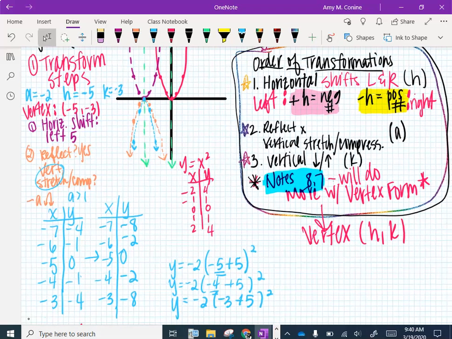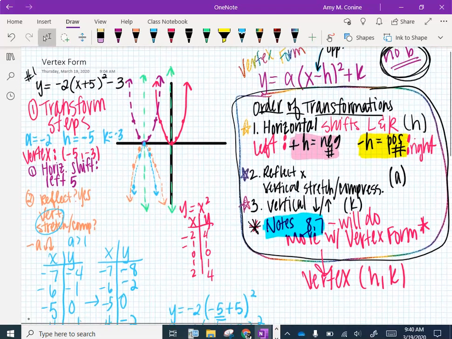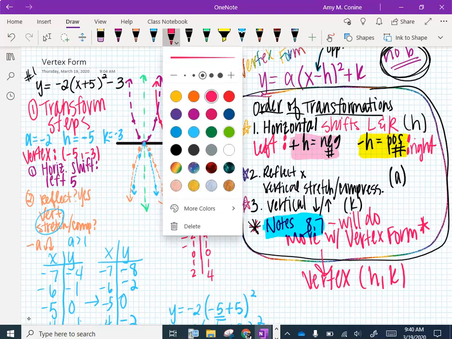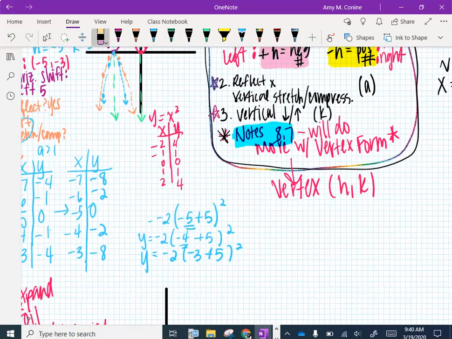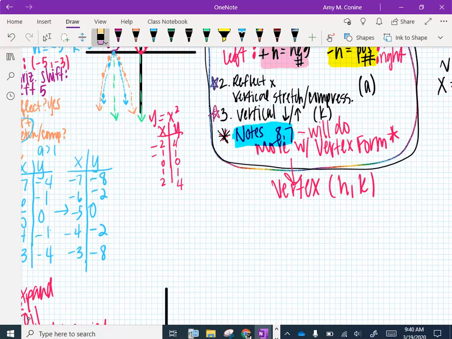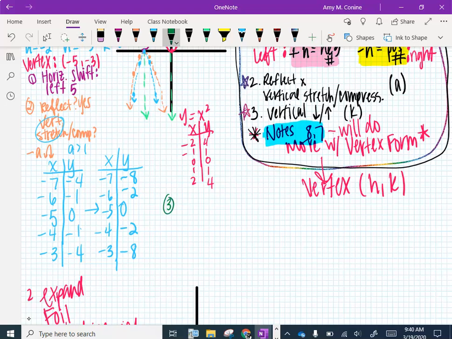Okay, so the last thing that we need to do is we need to do our vertical shift. So I'm going to do that in another color. Let me see. Let's do a darker green. So I'm going to erase this. And so the last thing we're going to do, our third step, is we're going to identify if we have a vertical shift or not. And we do. We have K is a -3, which means we're going to move everything down 3 units.